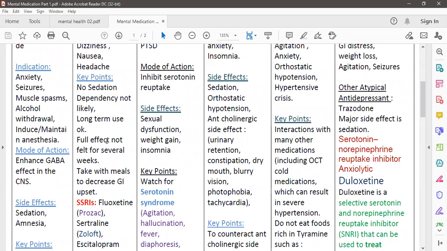Also, the full effect is not felt for several weeks. So if your patient takes this medication for 4 to 6 weeks, then they can get the effect of the medication. And advise your patient to take it with meals to decrease GI upset, right?